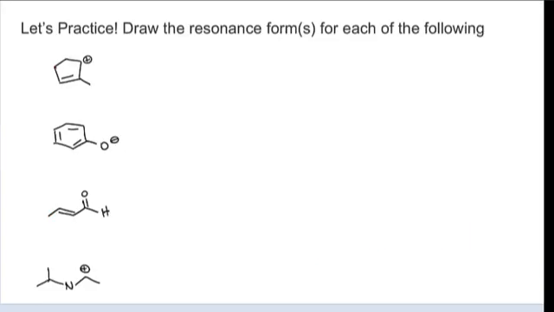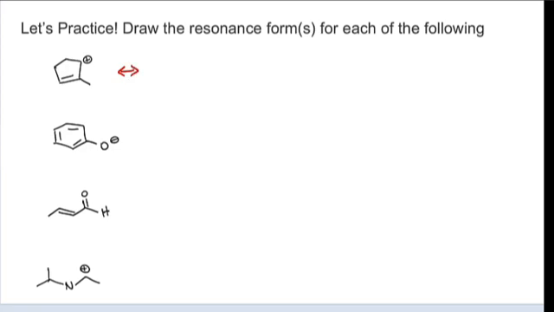Okay, so let's practice drawing resonance forms for each of the following. This time you're not given curved arrows and partial structures of possible resonance forms, so you've truly got to come up with it on your own now. Pause the video, see how much you can come up with, and then come back to it. The second structure here has multiple resonance forms. The other three have just one.